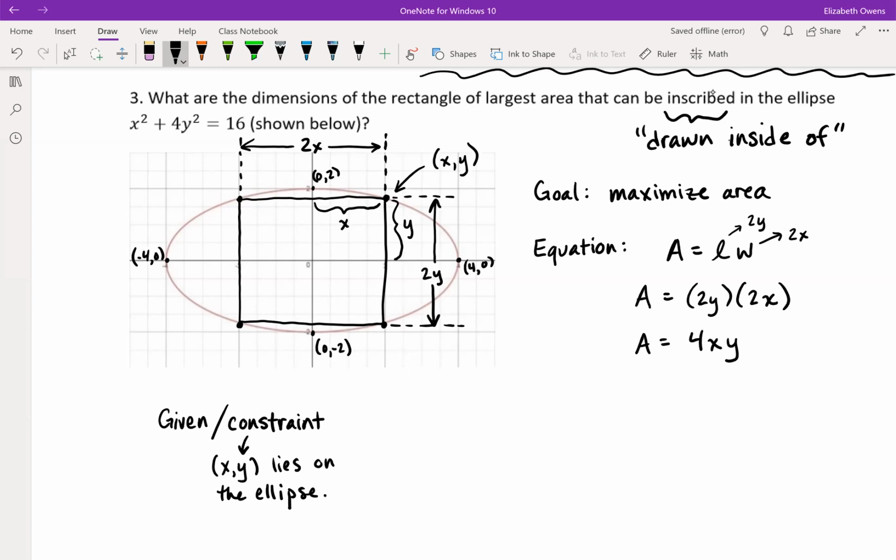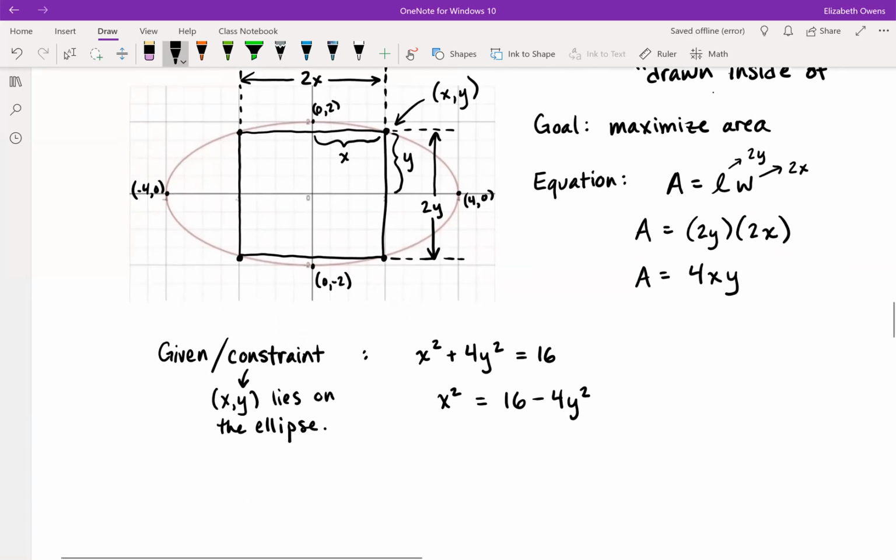That's necessary to make this rectangle as large as possible. So xy, our point coordinates, need to satisfy the ellipse equation: x squared plus 4y squared equals 16. And so we are going to need to solve that for one variable or the other. You can go either way with this; it should work out fine either way. I'm going to solve for x because it looks a little bit easier to me.